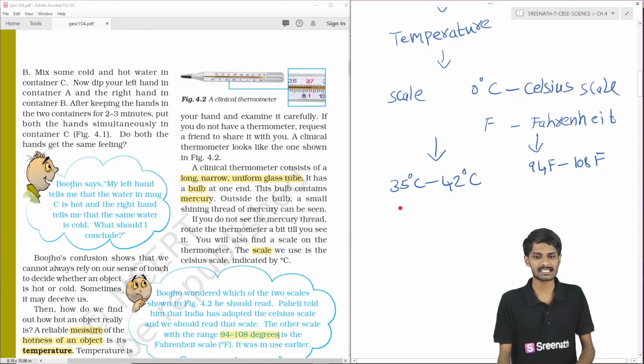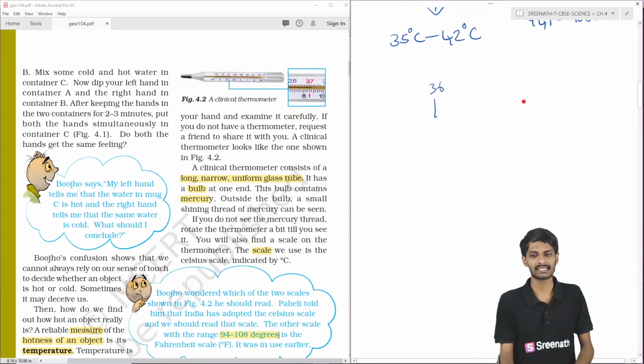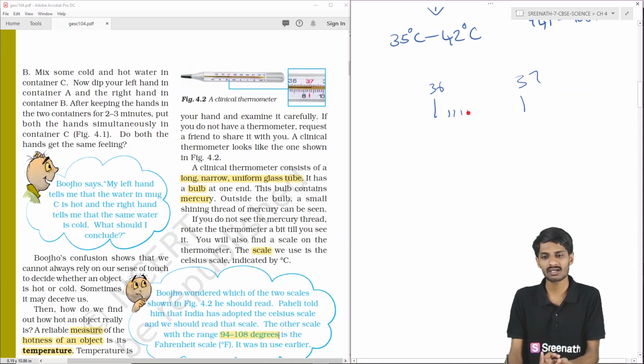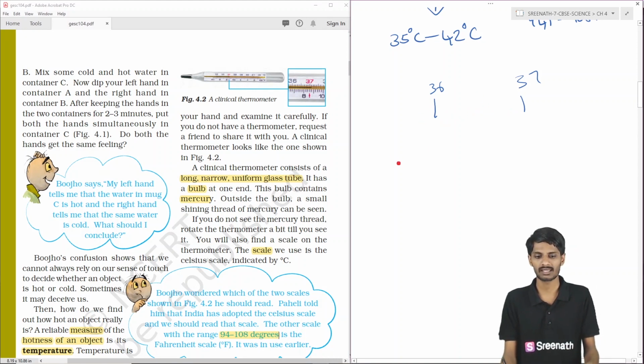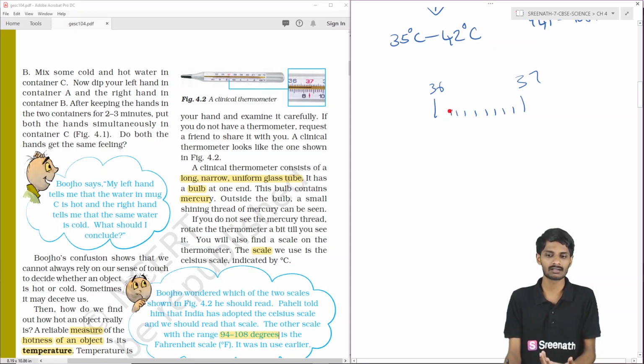Suppose this is the scenario, students. Here there is 36 and here there is 37. For 1 degree Celsius difference, how many small lines are there between these two? Just find out how many small lines there are. Suppose you have 10 lines. Then what is the reading of each line?